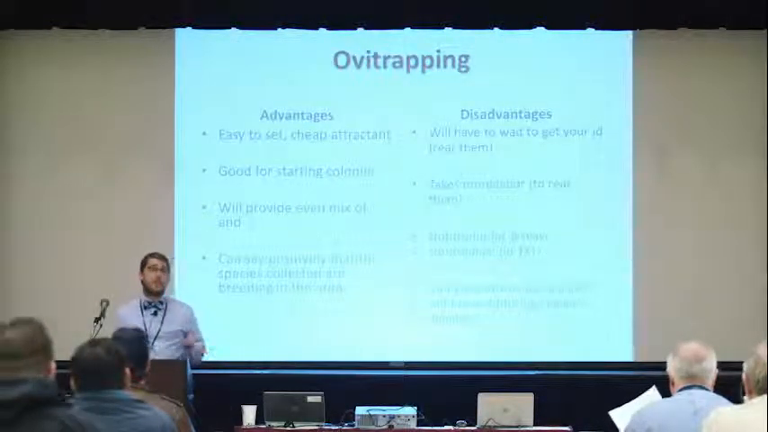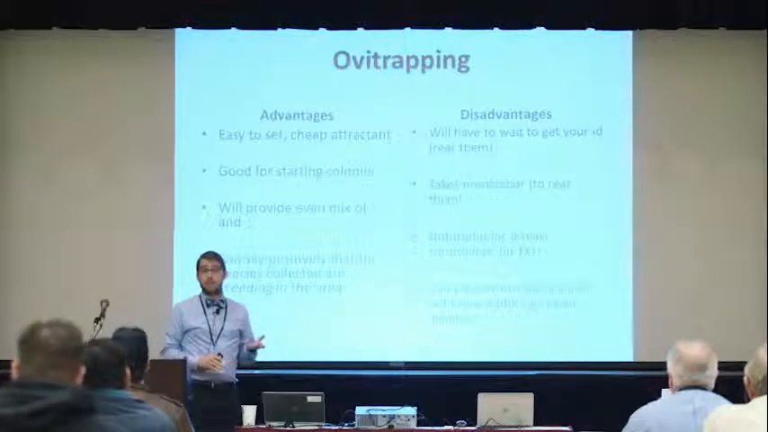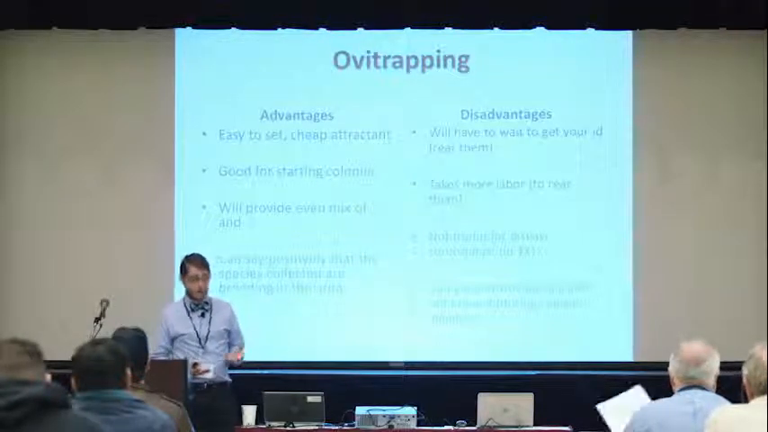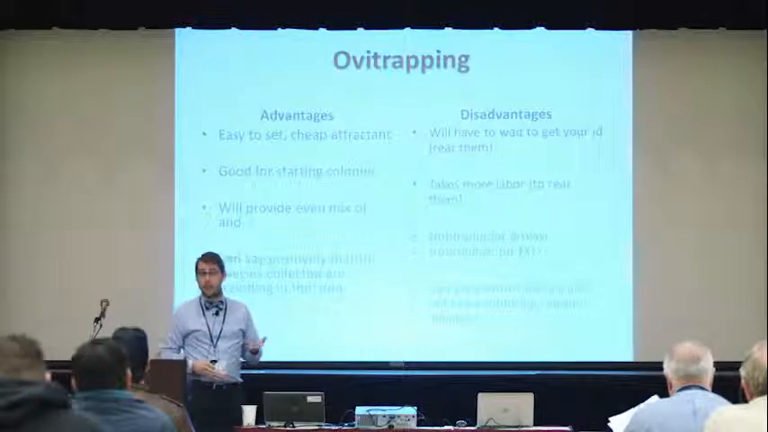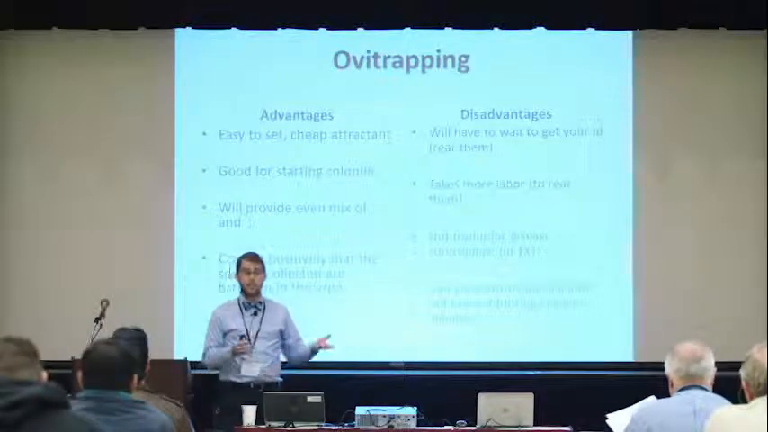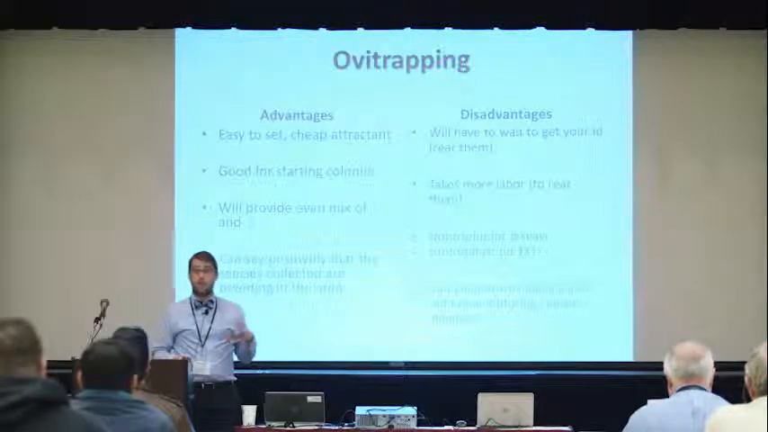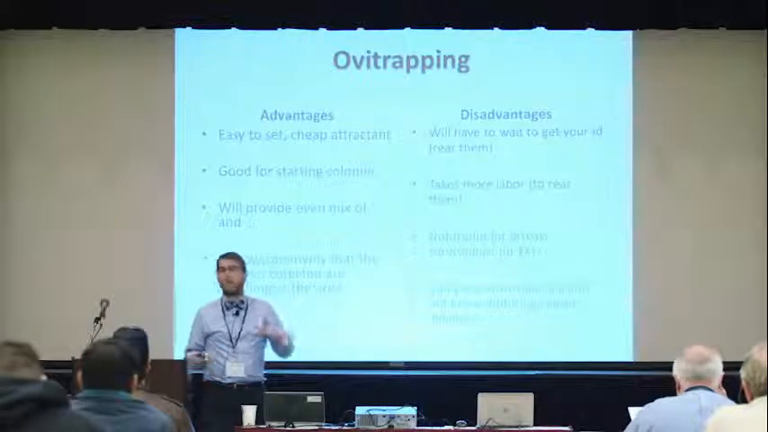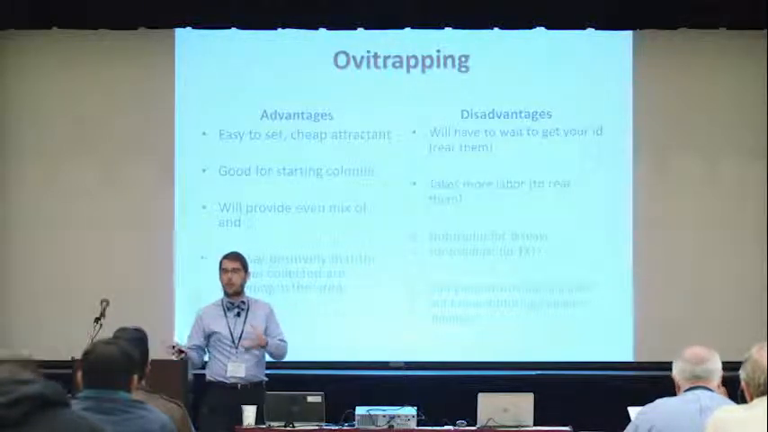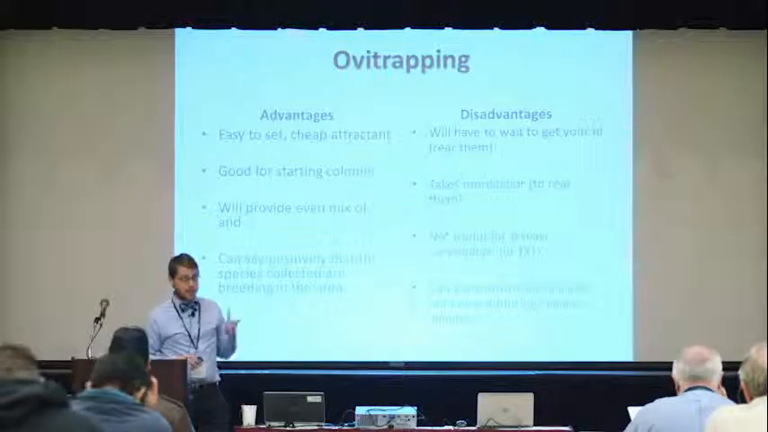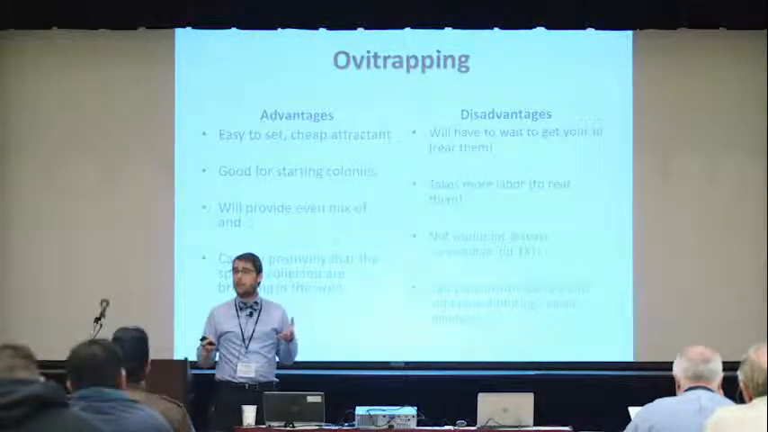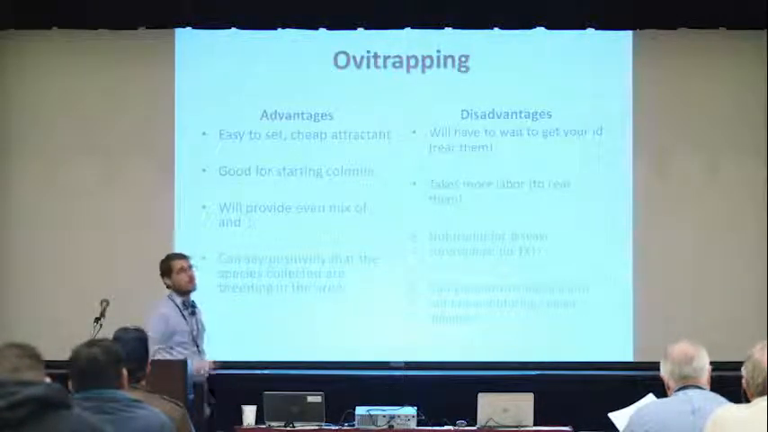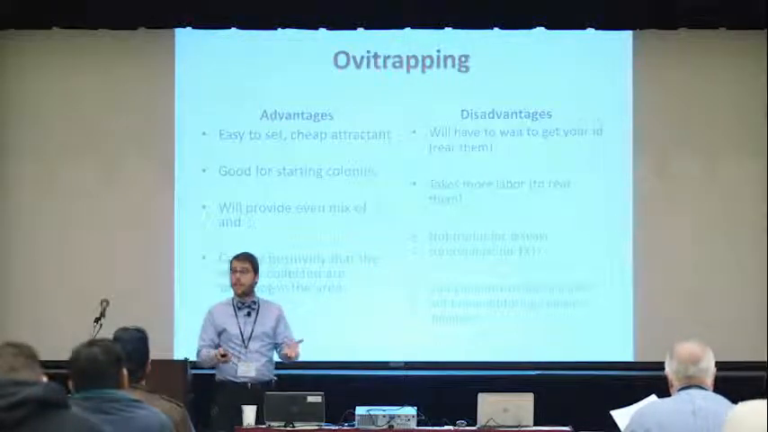There's several advantages to ovitrapping. They're easy to set. They're relatively cheap because the attractant is generally some kind of water, because that's what the mosquitoes are after. It's good for starting colonies if you want to start a colony for some kind of resistance testing, or you want to rear them up to dose them. It'll provide you your even mix of male and female, whereas if you set traps out to test, you're primarily going to get females, so you won't be able to colonize or anything like that. And once you get the eggs, you can say positively they're breeding in the area. You know for a fact they're breeding in the area. Not some guy saying, yeah, they were here 20 years ago. You know they're in the area now.